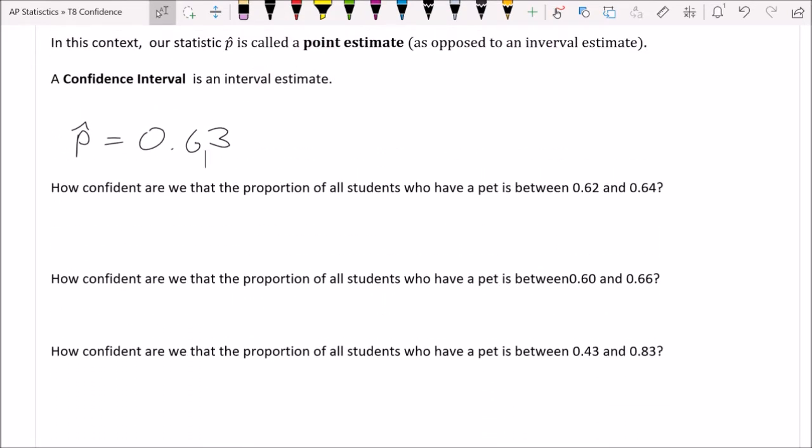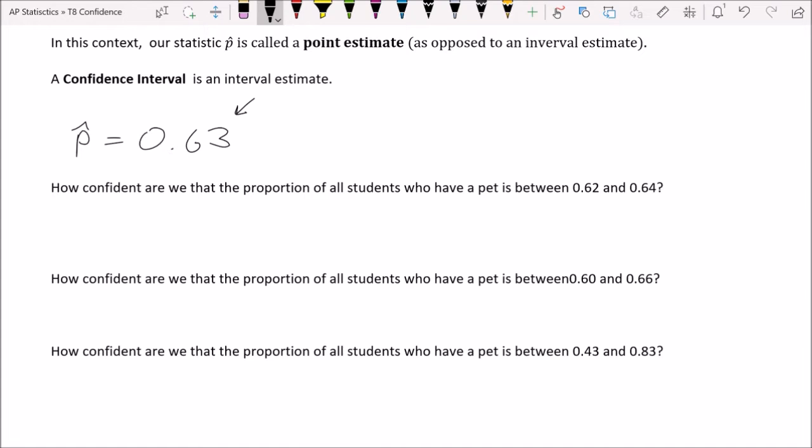All right, so here are the questions. You may want to pause the video now and try to think about what your answers would be. How confident are we that the proportion of all students who have a pet is between 0.62 and 0.64? Our sample returned a value of 63%, or 0.63, but does that mean for sure that if we had asked every student in the school, that number would have landed between 0.62 and 0.64? Not really.